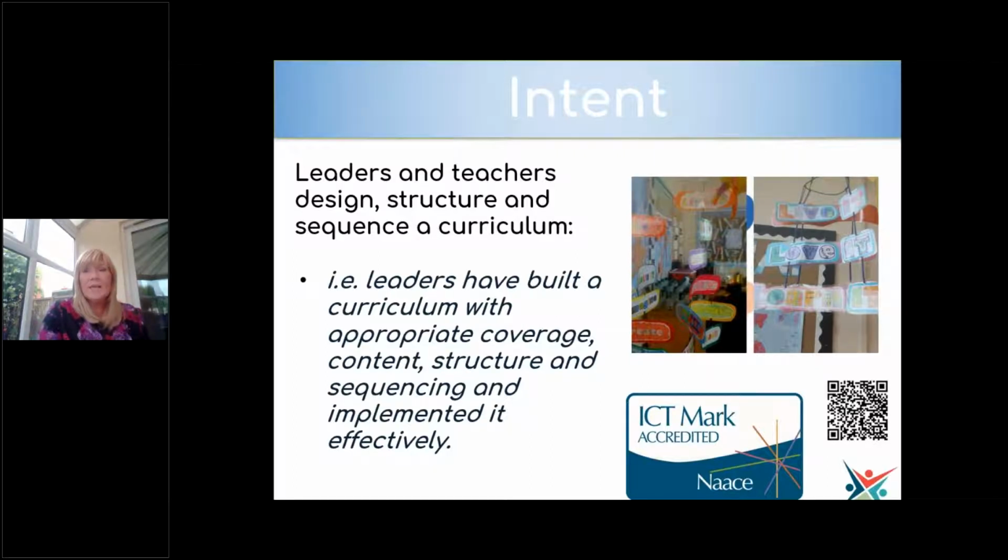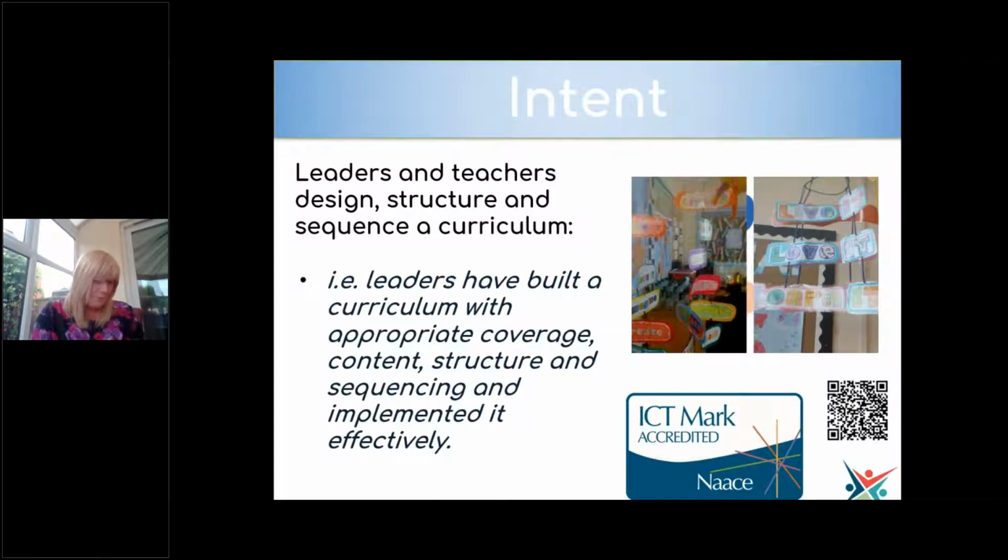So I needed something to hang my hat on, and I looked at the ICT mark because it has a really good self-assessment framework. Now that framework is in that folder if you want to look at it. I'm not saying apply for it because it's not cheap, and I think you have to join NACE, which is about £60, something like that. But in terms of me, it really gave me something to hang my hat on, and I used that to set myself an action plan.